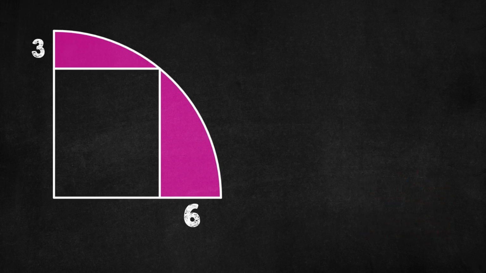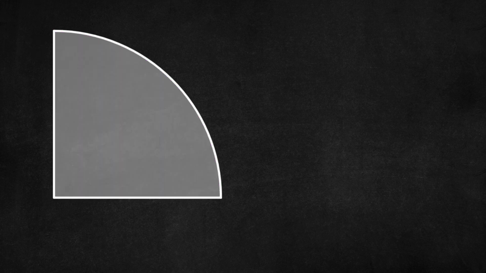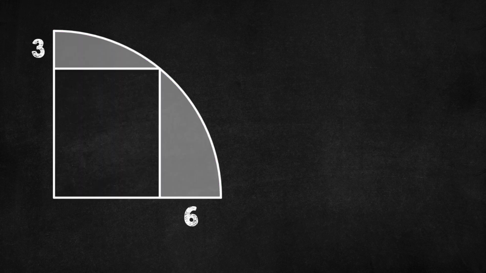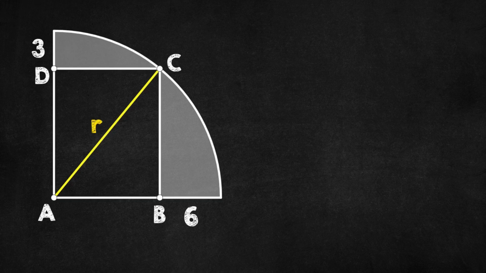Alright, let's begin. It is easy to recognize that the figure is a quarter circle, with a rectangular portion that was cut out of it. The first step is to name the corners of the rectangle. Let the corners be A, B, C, and D. Draw the radius of the quarter circle that runs from A to C. Let R be the radius of the quarter circle.